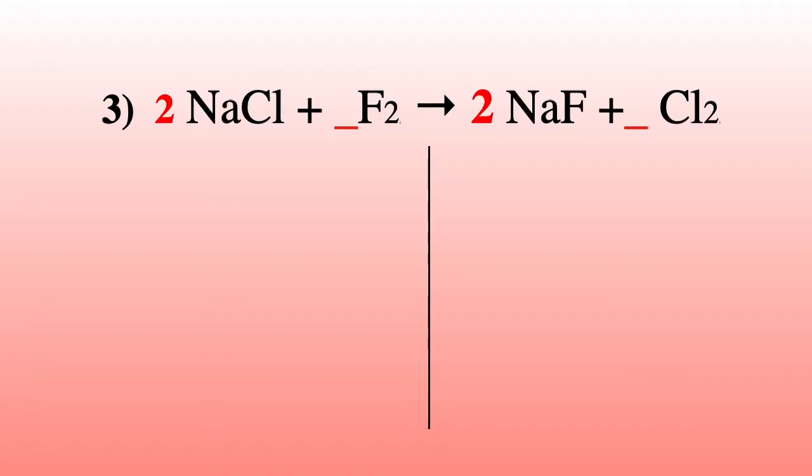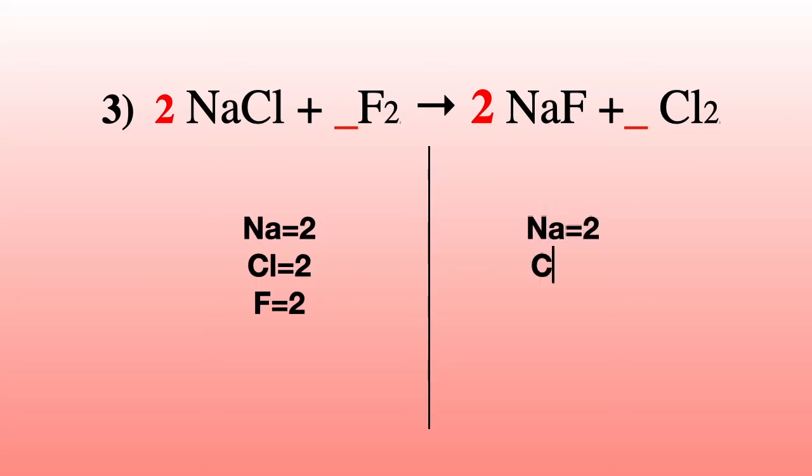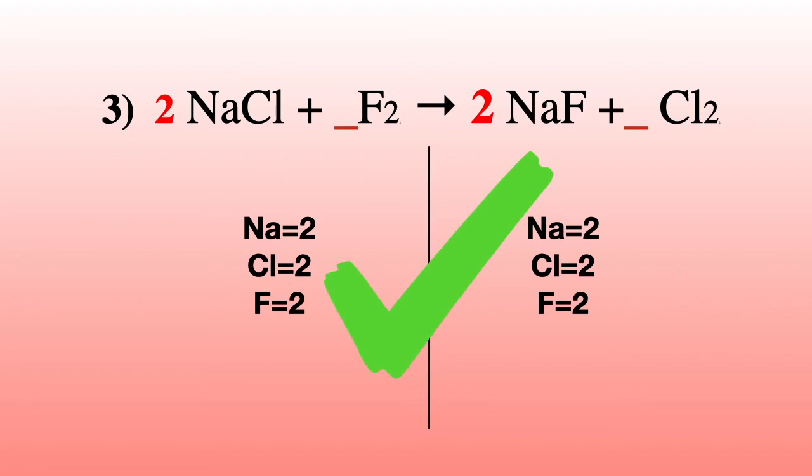So now what we have to do is add coefficients. I added a coefficient of 2 in front of sodium chloride and a coefficient of 2 in front of sodium fluoride. On the reactant side, I have 2 sodium, 2 chlorine, and 2 fluorine. On the product side, I now have 2 sodium, 2 chlorine, and 2 fluorine, making this equation balanced.